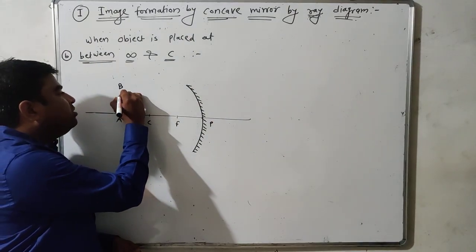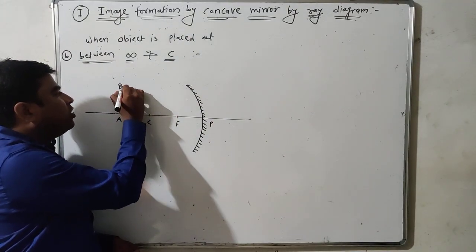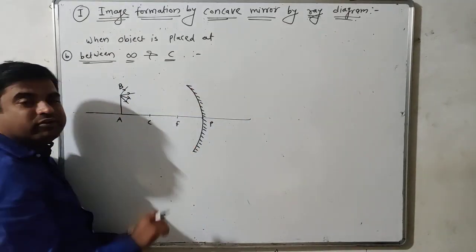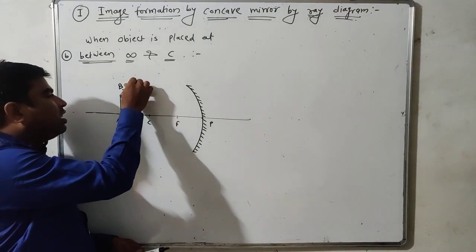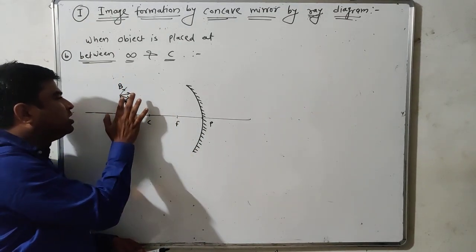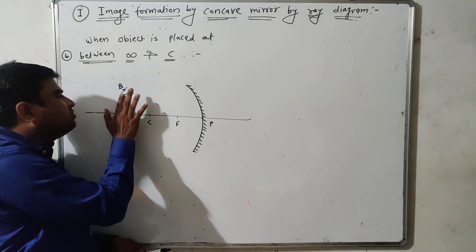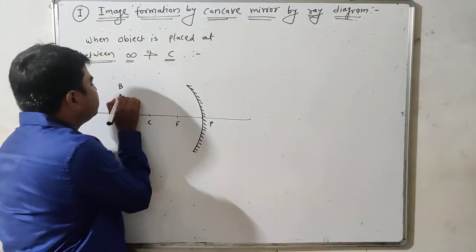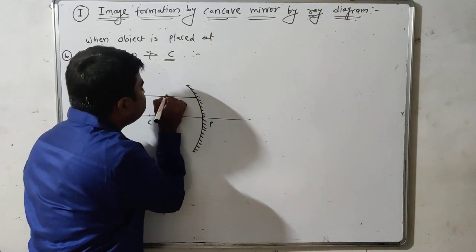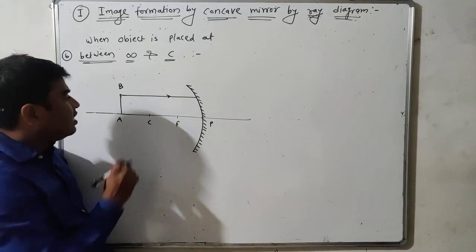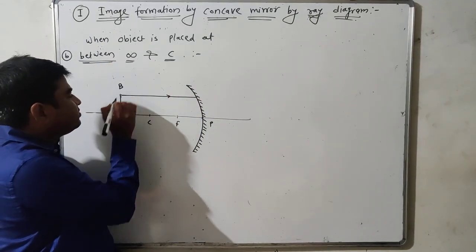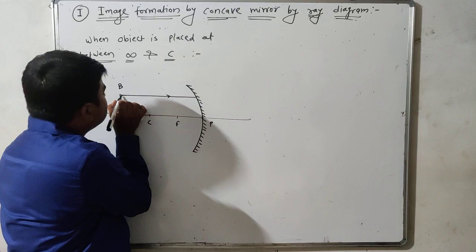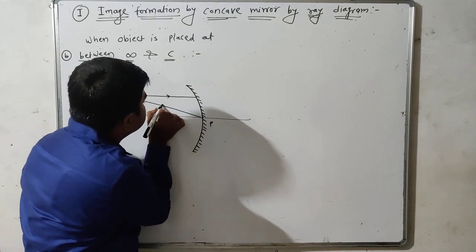So this point B reflects the rays in all directions like this, and these rays are incident on the concave spherical mirror. Out of all the rays emitted by this point object, we only draw some reference rays. This is the first one, which is parallel to the principal axis. The other one is incident exactly on the pole.